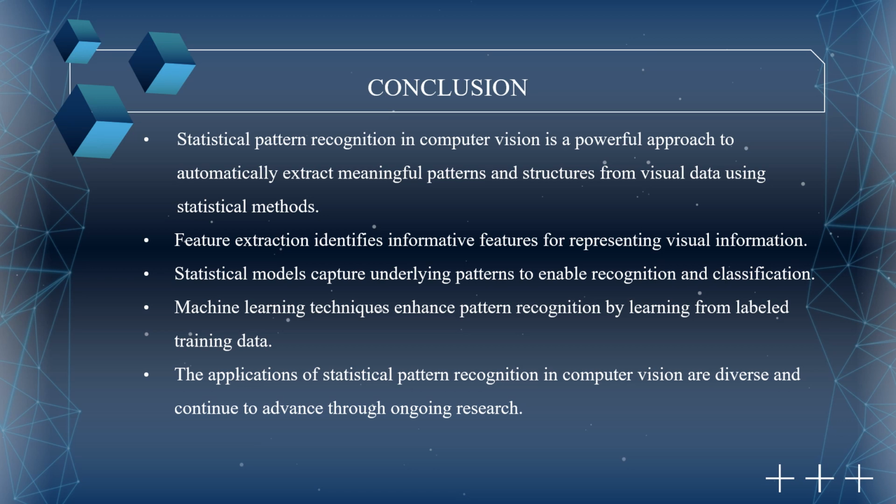In conclusion, we can say that statistical pattern recognition in computer vision is a powerful approach to automatically extract meaningful patterns and structures from visual data using statistical methods. Feature extraction identifies informative features for representing visual information. Statistical models capture underlying patterns to enable recognition and classification. Machine learning techniques enhance pattern recognition by learning from labeled training data. The applications of statistical pattern recognition in computer vision are diverse and continue to advance through ongoing research.